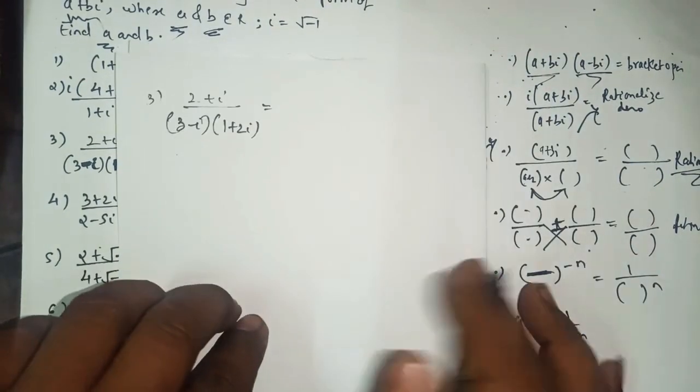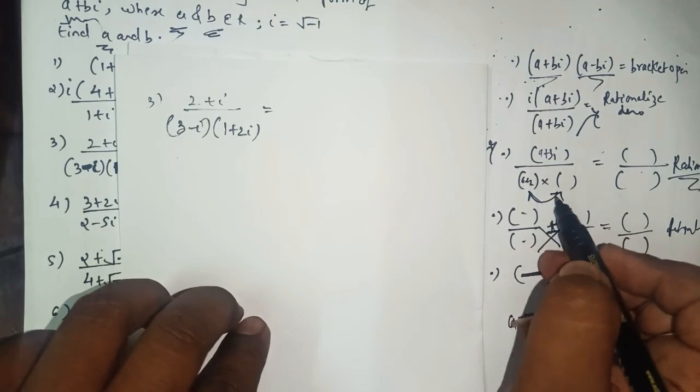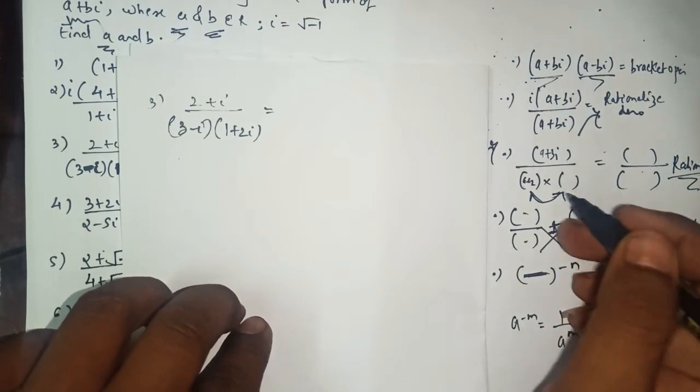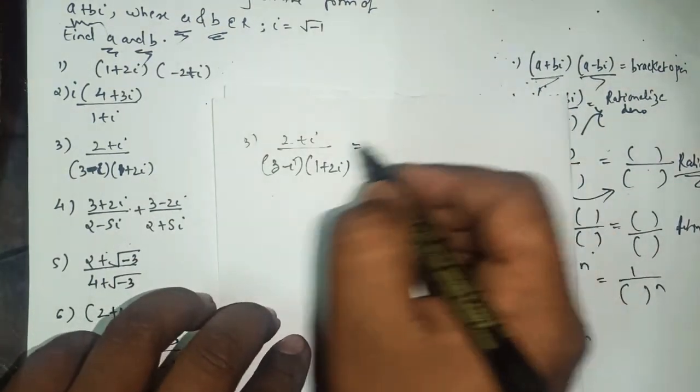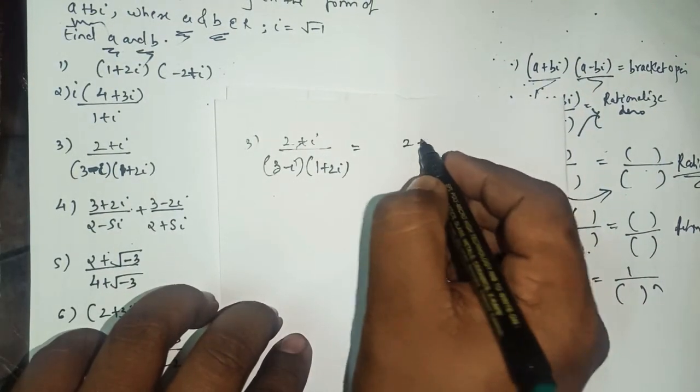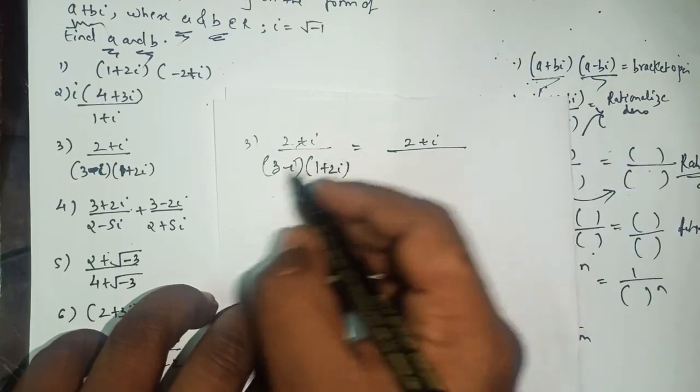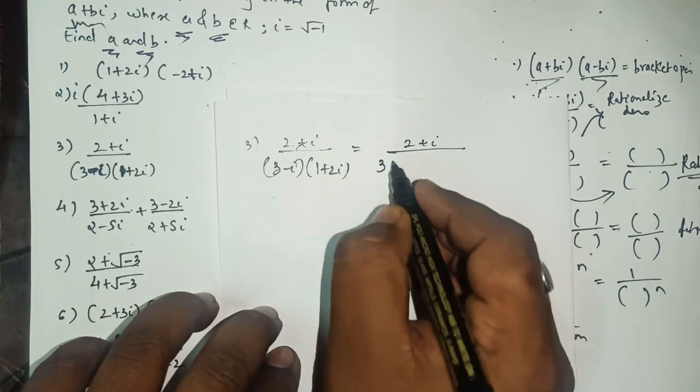Okay, as we know, whenever we have 2 brackets, first we have to expand this bracket and convert these 2 brackets into 1 bracket. So now we'll see how to convert. We'll keep this 2 plus i as it is, yes or no? Bracket expansion, we know how to do.